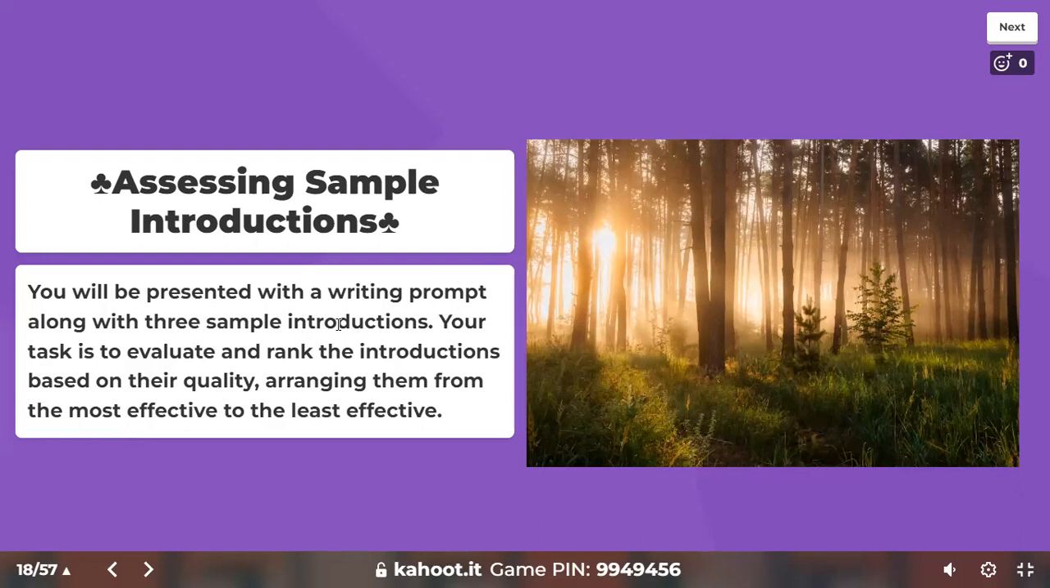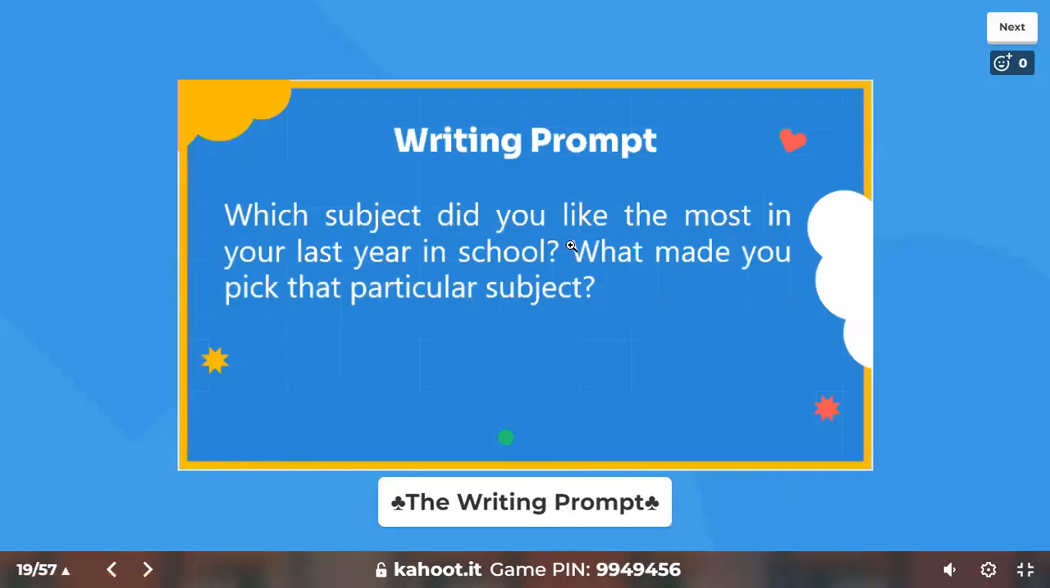Read your introduction, and if it meets certain criteria, I will say, well, this is an effective introduction. If it doesn't meet some criteria, I would say, no, I need to change this part. I need to include something. That's what you need to do, guys, okay? So let's get started. This is the prompt, the writing prompt.